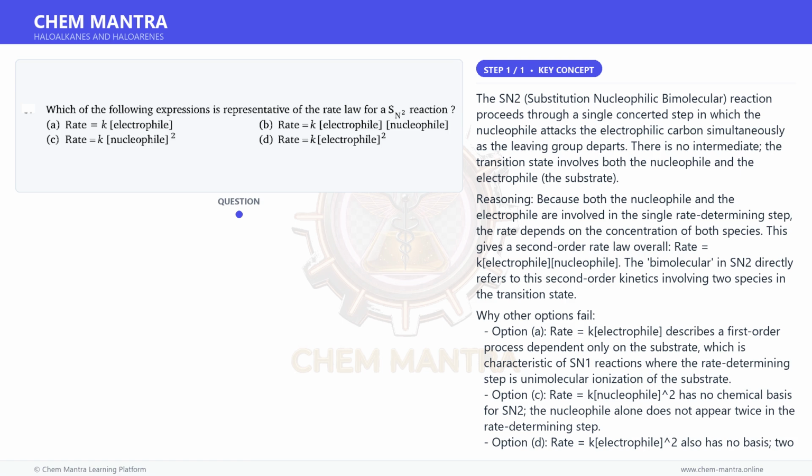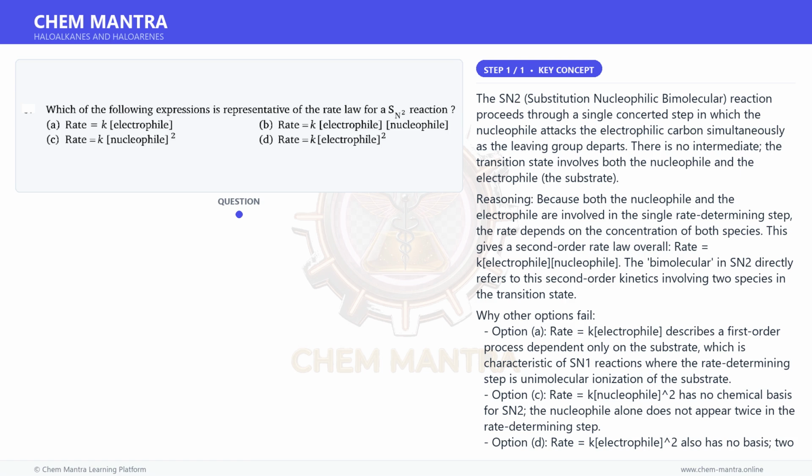Reasoning: because both the nucleophile and the electrophile are involved in the single rate-determining step, the rate depends on the concentration of both species. This gives a second-order rate law overall. Rate = k[electrophile][nucleophile]. The bimolecular in SN2 directly refers to this second-order kinetics involving two species in the transition state.